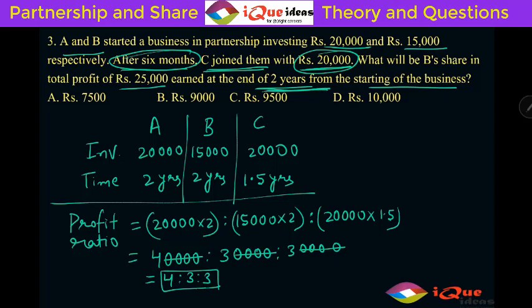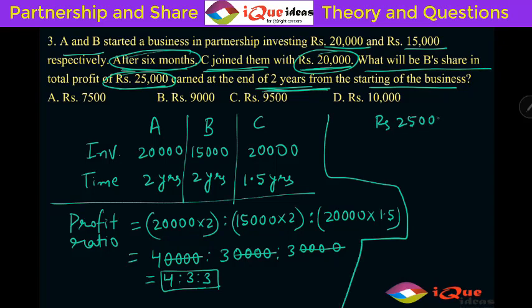Now, the question is saying, what is B's share out of a total profit of 25,000 rupees, right? So what we have here is total profit is rupees 25,000. And the ratio of profit share we have calculated as 4 is to 3 is to 3 and it is A, B, C. So that means B's share, this one, will be equal to, you see it is 3.